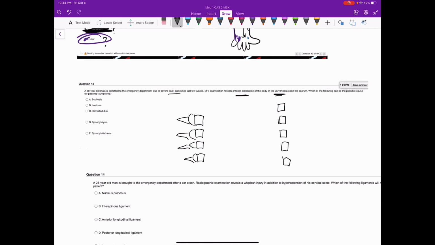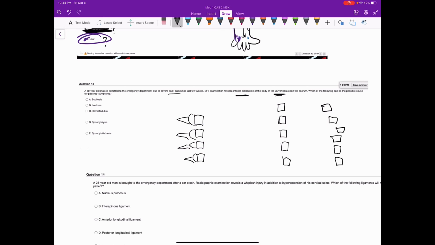Okay, so a posterior view of the spinal cord. What is scoliosis? Scoliosis is when the spinal cord is not really straight, so it's going to look like this. Look like that, right? This is going to be scoliosis.